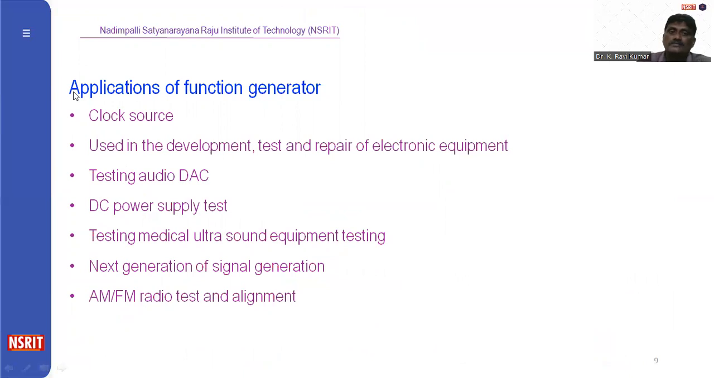The applications of the function generator: it is used as a clock source, in the development, test and repair of electronic equipment, testing audio DACs, that is digital-to-analog converters, DC power supply testing, testing medical ultrasound equipment, testing next-generation signal generation, and AM or FM radio testing and alignment.